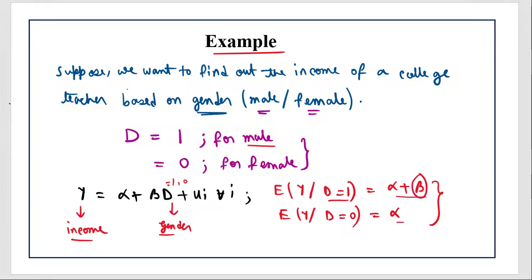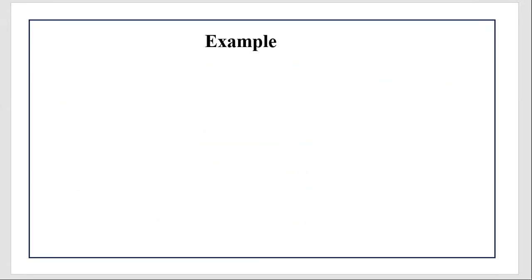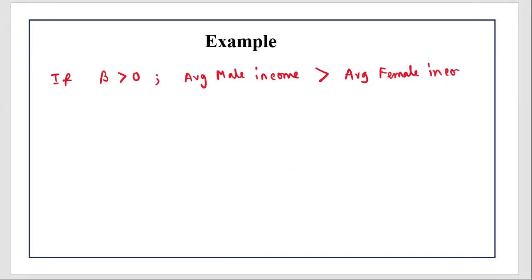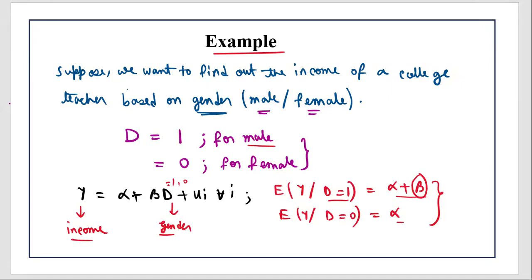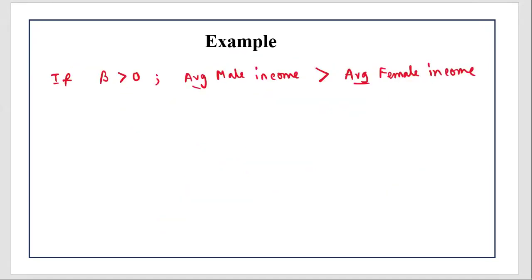Everything depends on this parameter beta here. If this beta parameter is strictly greater than 0, then the average male income will be strictly greater than the average female income. So it is on average. This word average is very important here. We cannot say absolute value, we can only find out the expected value.